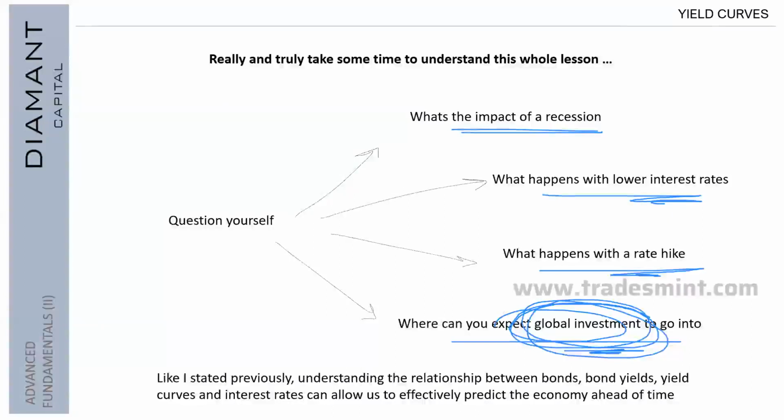You've got to understand where investors are putting their money and what effect that's going to have on the market. If you understand that we're in a recession, what do investors usually invest in? How does that affect the USD, for example? How does that affect all of the other currency pairs that I'm looking at? Once you understand the relationship between bond yields, yield curves, and interest rates, we can effectively predict the economy ahead of time.